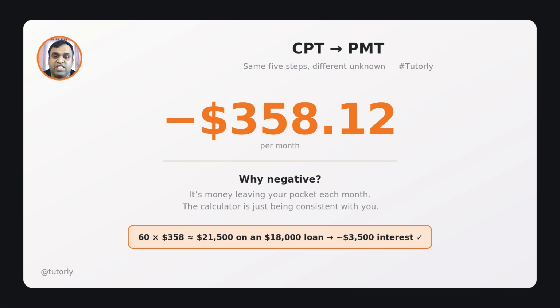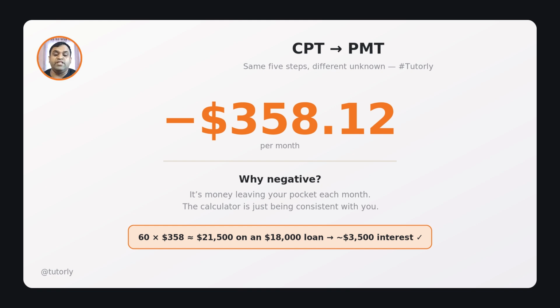Let's do the sanity check. 60 payments of 360 is roughly 21,500 on an $18,000 loan. So you pay about 3,500 in interest over 5 years at 7.2%. That's right in the range. The answer holds up. That's the whole point.